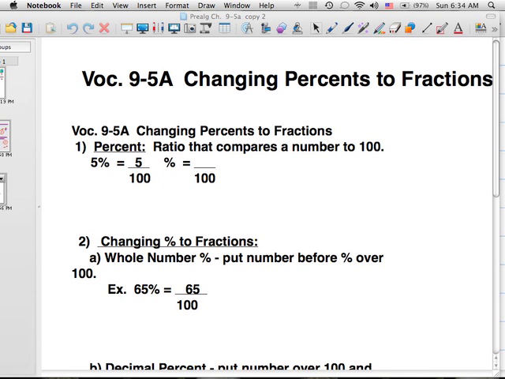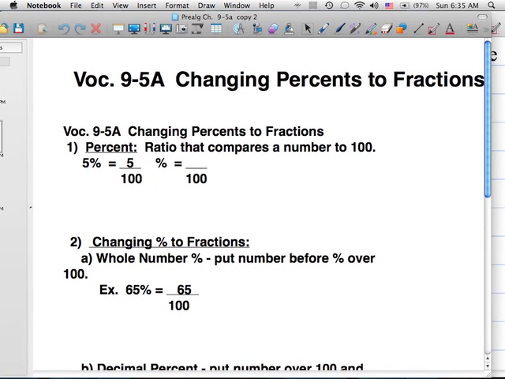Percent is a ratio, and it compares a number to 100. So if I have 5%, that is actually 5 over 100. So percent always means compare me to 100 or put me over 100 or divide by 100.